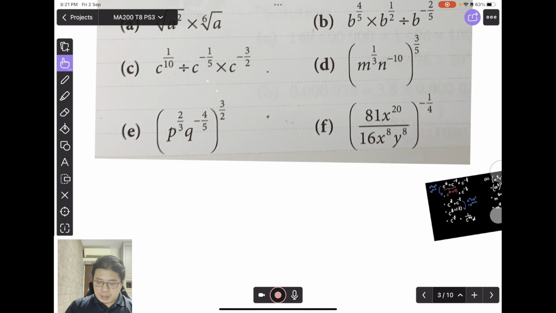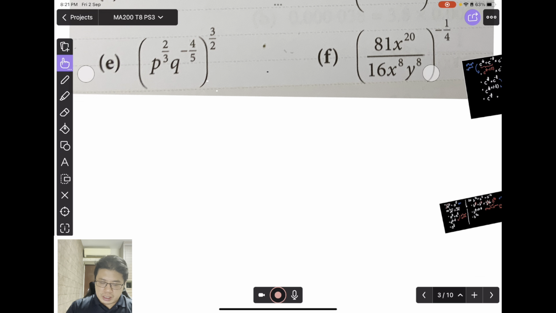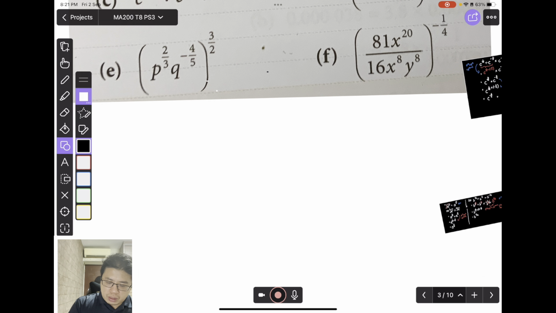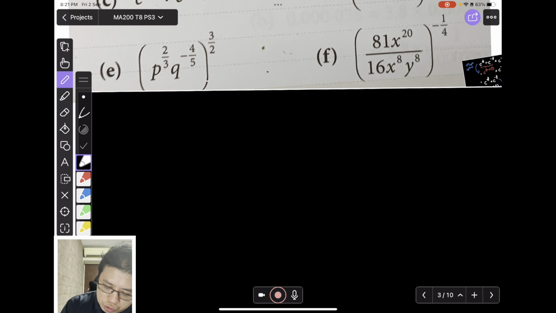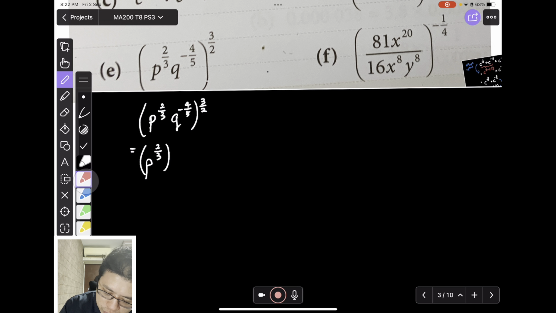Right, so next one would be parts E and F. So E and F over here. Let's take a look at this part. Okay, not too difficult, so not to worry. So (p to the power of 2 over 3, q to the power of negative 4 over 5) to the power 3 over 2. This is again the same as p to the power of 2 over 3, to the power 3 over 2, so this 3 over 2 is on the outside, right? Times q to the power of negative 4 over 5, again also to the power 3 over 2.